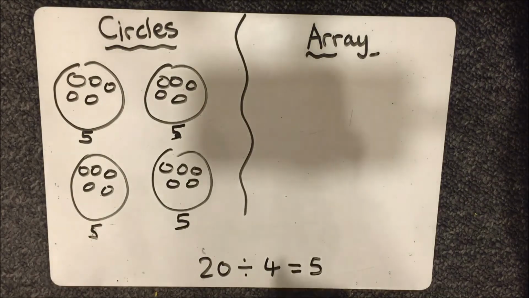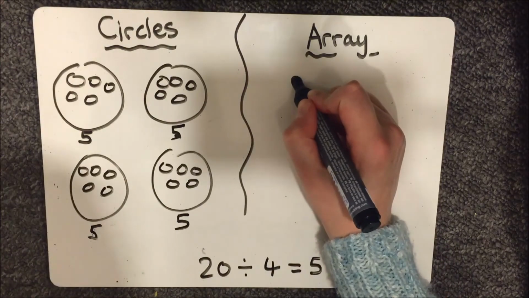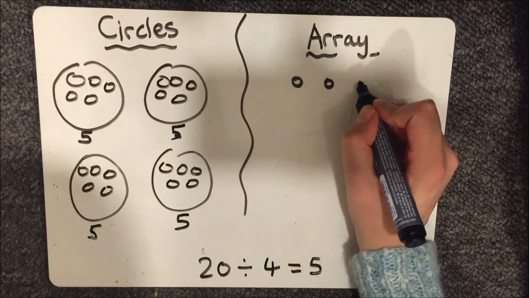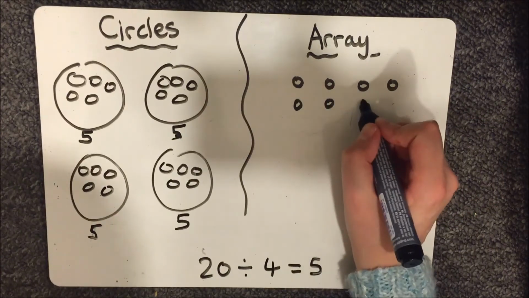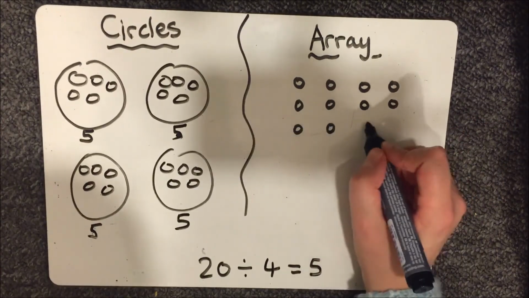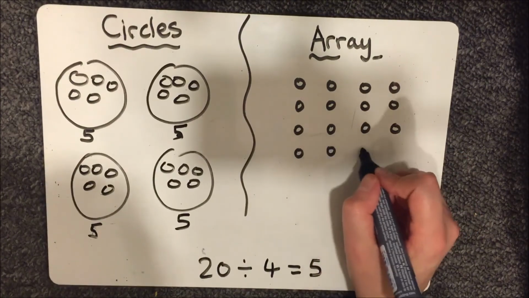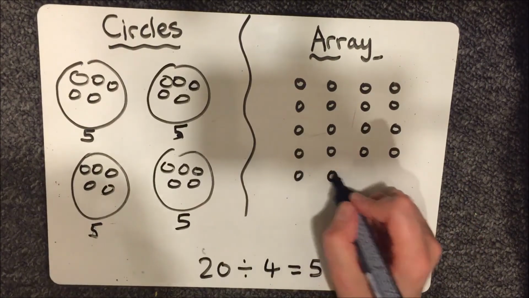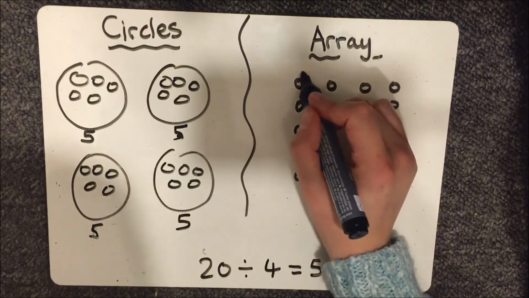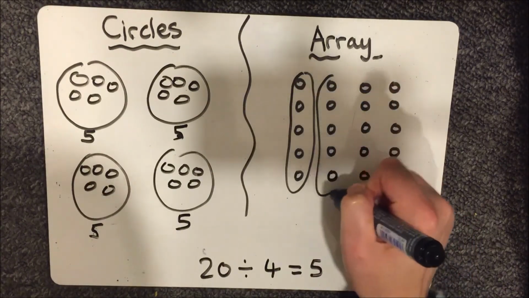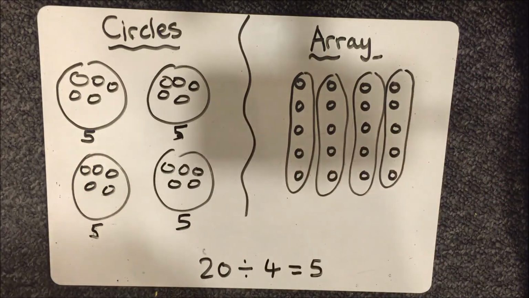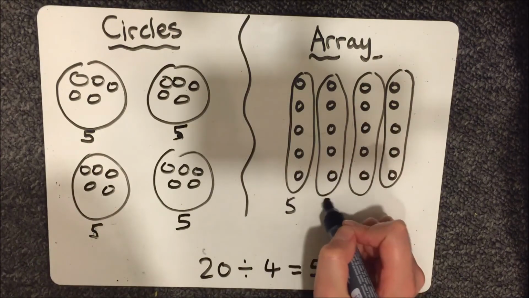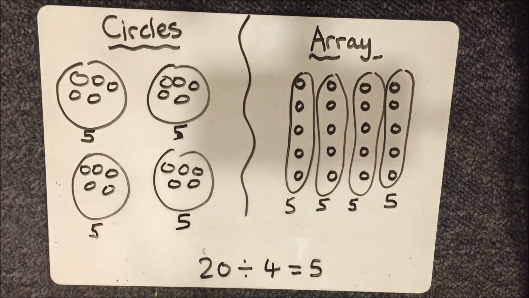Let's try it as an array. So this is 1 shelf, 2 shelves, 3 shelves, and 4 shelves. Let's keep going to 20. 5, 6, 7, 8, 9, 10, 11, 12, 13, 14, 15, 16, 17, 18, 19, 20. First shelf, second shelf, third shelf, fourth shelf. How many are on each shelf? 5, 5, 5, and 5. Great, good job guys. Next is a tricky one.